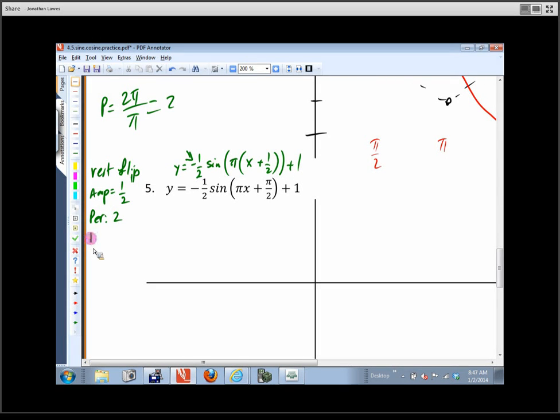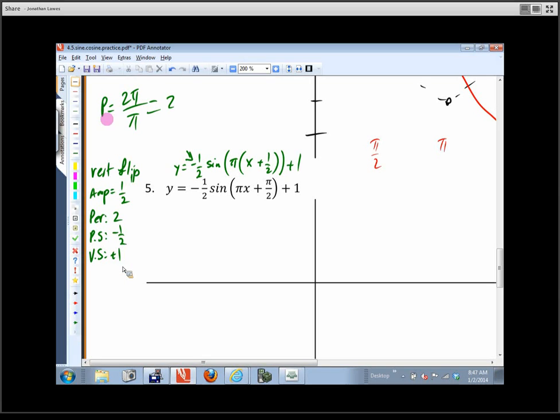Do I have a phase shift? Phase shift is positive or negative? Negative. Negative 1/2. Okay? And then what about a vertical shift? Got a vertical shift of positive 1. We're going to move the graph up 1 unit.